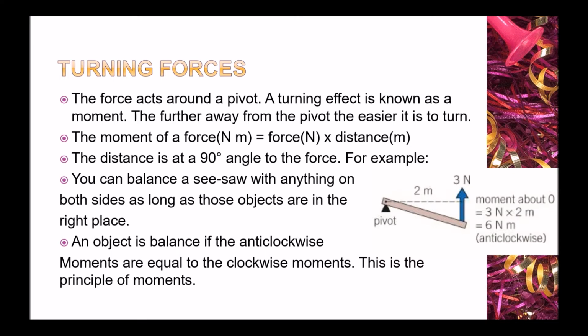So you can balance a seesaw with, for example, a mouse on one side and an elephant on the other, if they're in the right places and you have a long enough seesaw. So an object is balanced if the anticlockwise moments are equal to the clockwise moments, and that is the principle of moments.